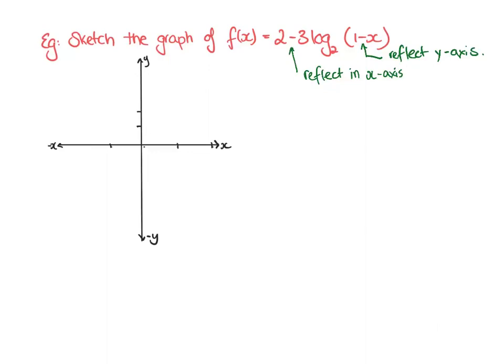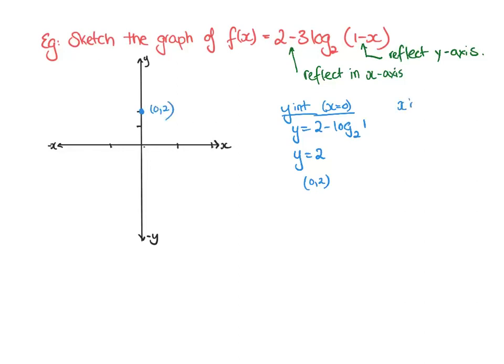So the y-intercept is when x equals 0, so we have y equals 2 minus log base 2 of 1. We saw before that log base 2 of 1 was equal to 0, so I'm just going to say y equals 2. So we know the intercept is (0, 2), so I've got that one there.